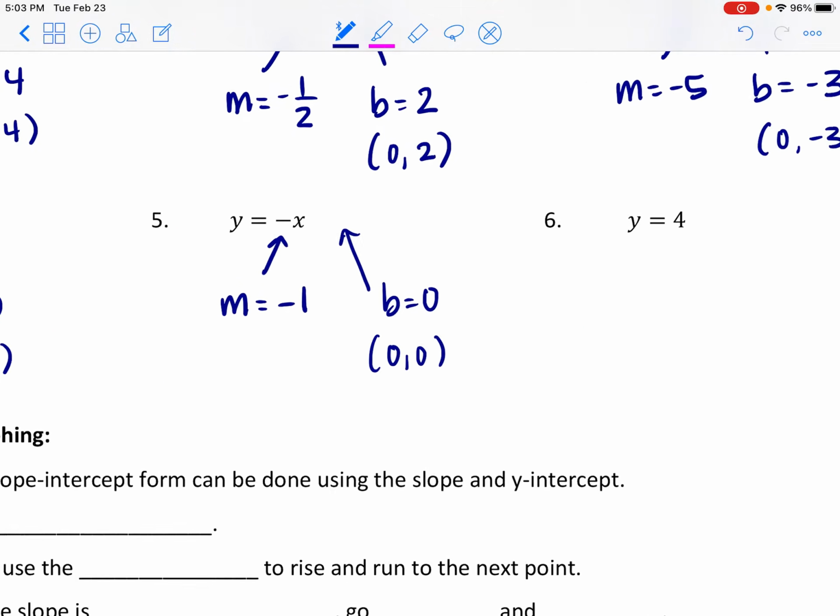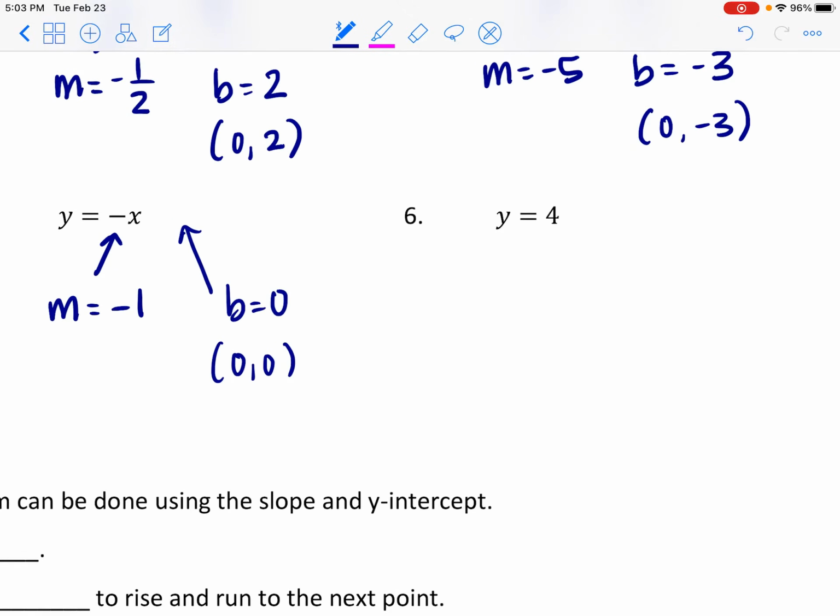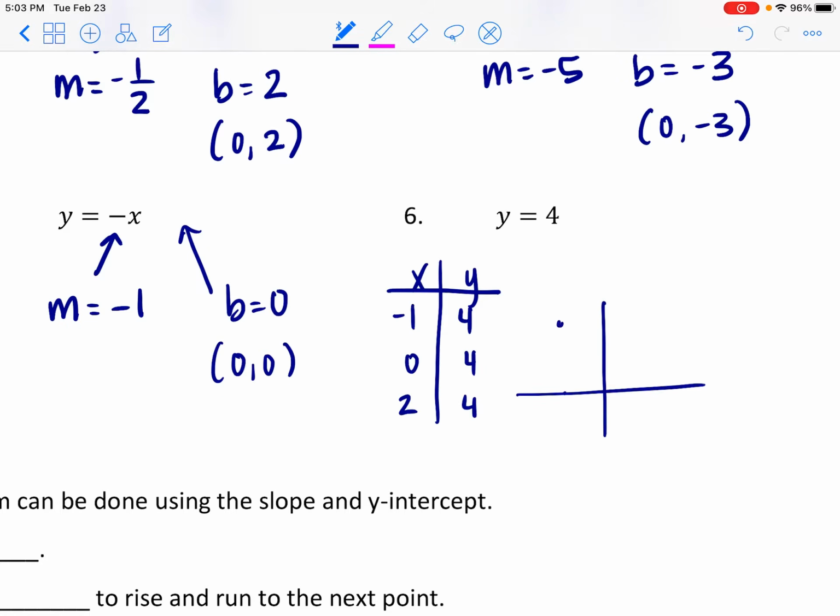Okay, and then the last one here, again, I don't know if it's as clear, but this time we don't have a number in front of an x. This is still a line. Remember, when y equals 4, that means no matter what x is, if I put -1 or 0 or 2, whatever I put in there, the y value has to be 4. If we plotted all those points, (-1, 4), (0, 4), (2, 4), we're going to end up with this horizontal line. That horizontal line has no slope.